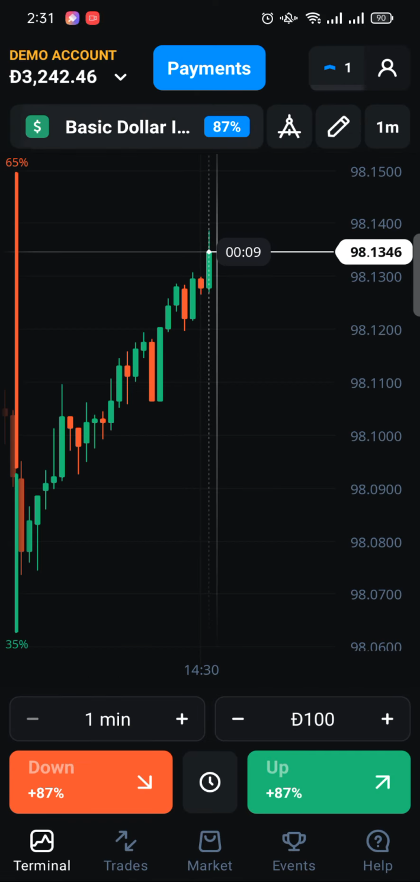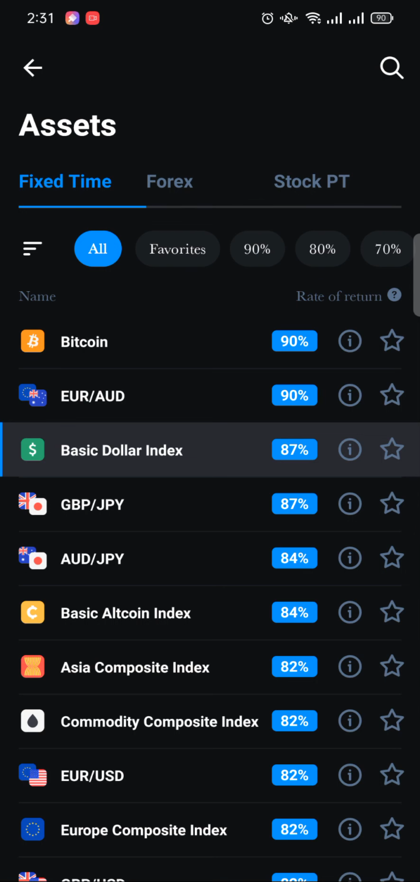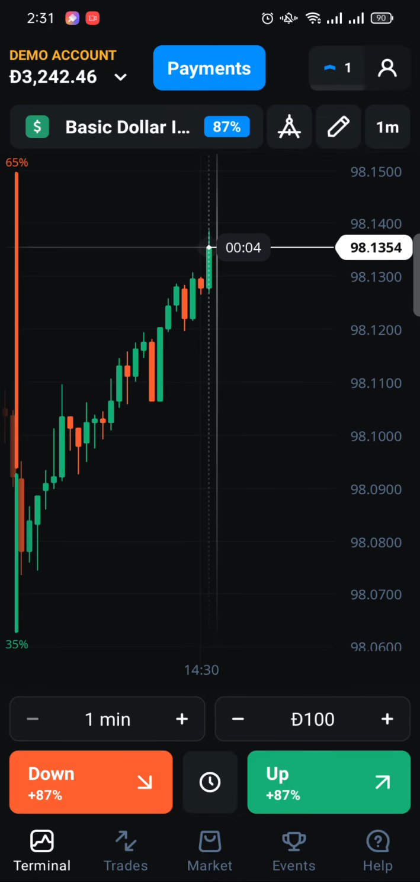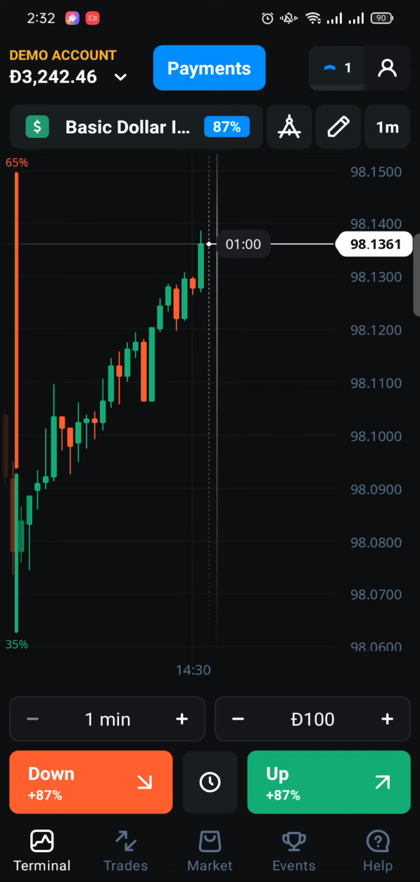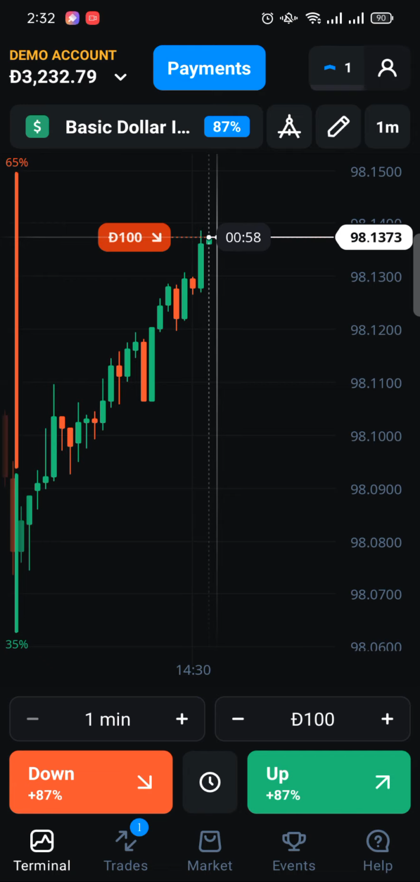Let's see what basic dollar index has to offer. Okay. Next trade is gonna be a small sell. This is what I believe. For 1 minute it is gonna be a small sell, and after that it is gonna be a big jump, right?